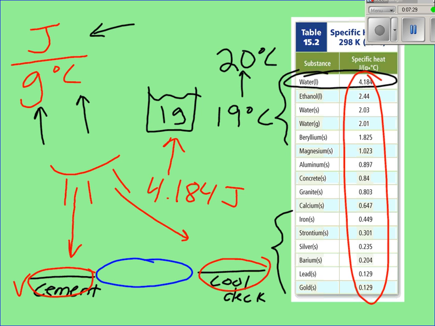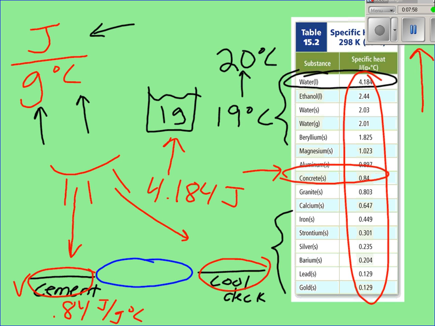If you look at the chart, cement or concrete has a specific heat of roughly 0.84 joules per gram degree Celsius. What that means is it only takes 0.84 joules to raise 1 gram of cement by 1 degree Celsius. And I'll tell you what, the sun gives a lot more energy than 0.84 joules, which is why it heats up extremely quickly.